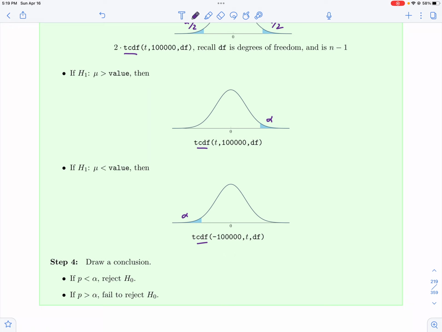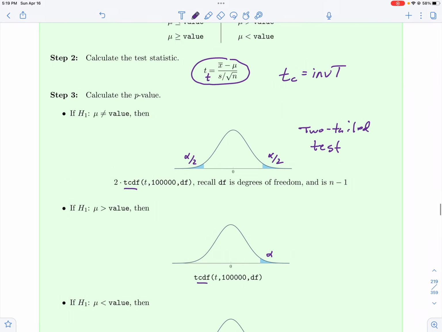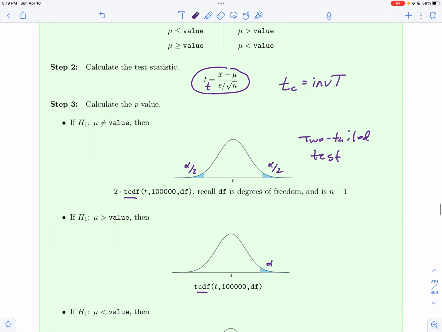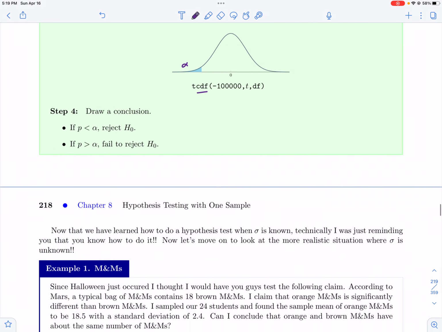If p is less than alpha, we're going to reject H naught. If p is greater than alpha, we fail to reject H naught. So again, the only difference between this and what we did last time is we're going to be using t-scores instead of z-scores, and we'll be using t-CDF instead of normal CDF. So let's just go ahead, dive in, take a look at an example, and see how we do.